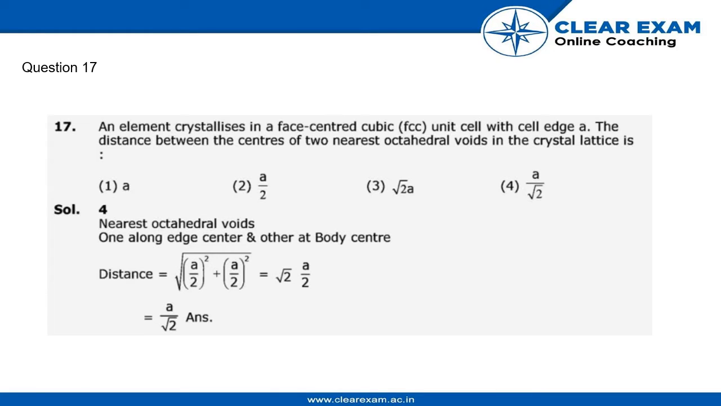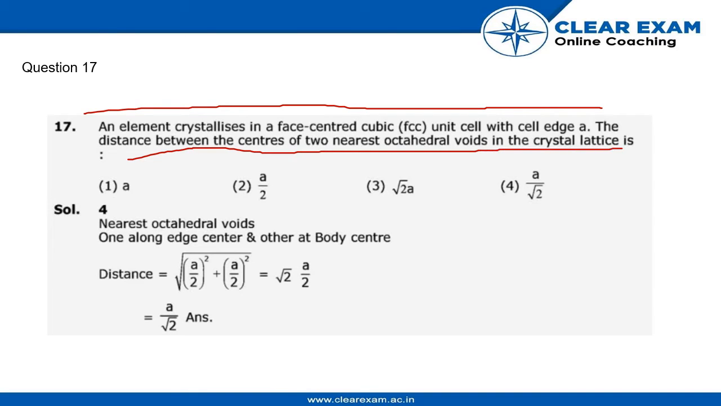So hello guys, today we'll be solving this question number 17. The question is: an element crystallizes in a face centered cubic unit cell with a cell edge A. The distance between the centers of two nearest octahedral voids in the crystal lattice is? So we have to find the distance. Is the distance A by 2, or root 2 A, or A by root 2? So we have to find the correct one.